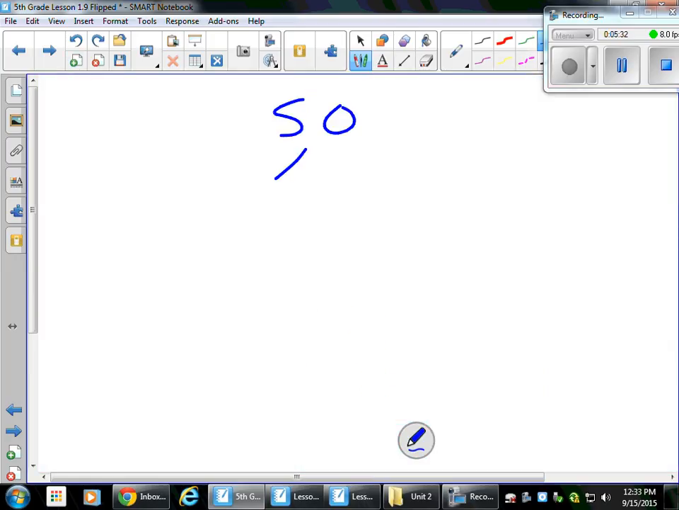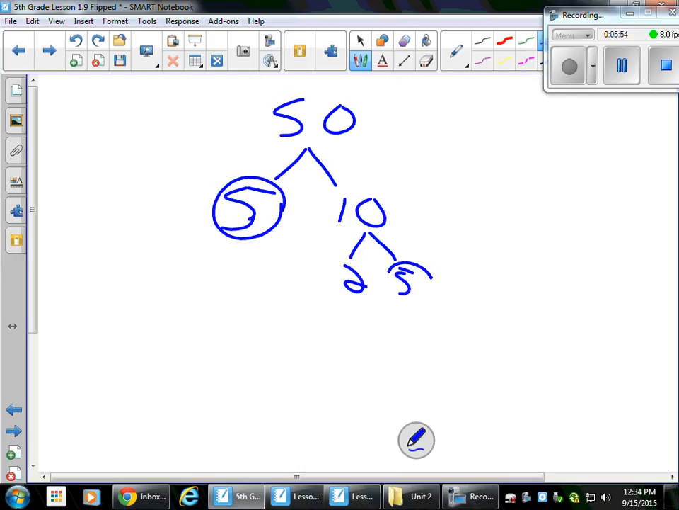Let's break it apart. I've got to make the longest factor string possible. 5 and 10. 5 is prime because the only way I can break it apart is 1 and 5, and then I have 5 again, so that's kind of a waste of time. So let's go ahead and circle the 5 so we know 5 is prime. Circle that, and we'll change 10 to 2 and 5. So my longest factor string is 2 times 5 times 5.